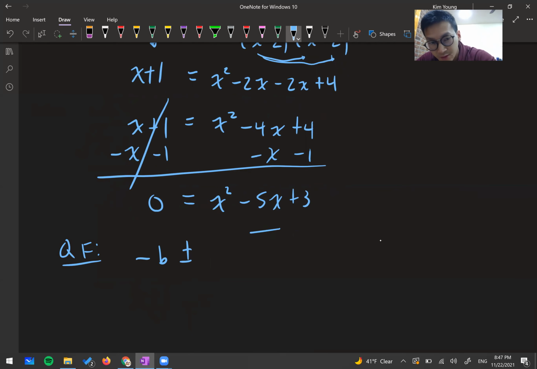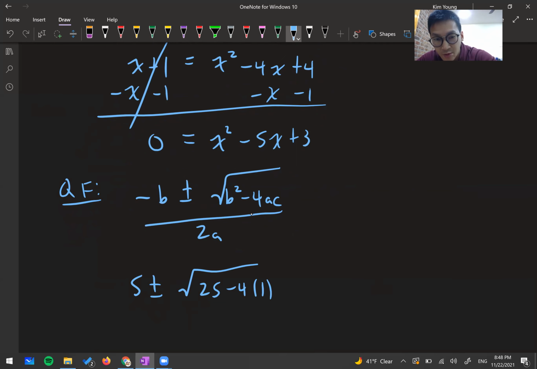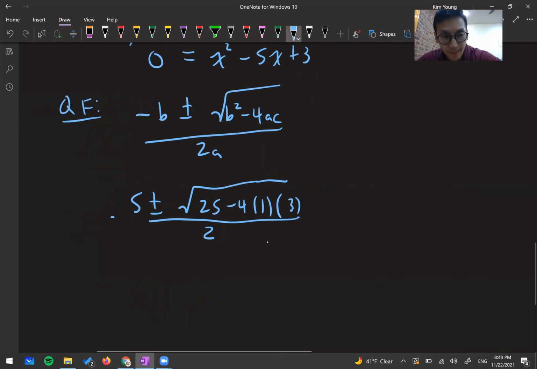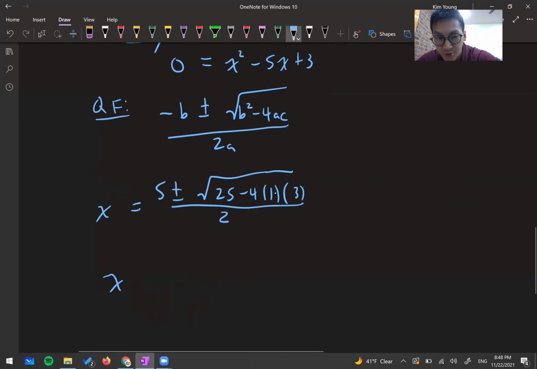So negative b plus or minus square root of b squared minus 4ac over 2a. Negative b, so it's going to be 5 plus or minus the square root of negative 5 squared, so that's going to be 25 minus 4 times a, which is 1, times c, which is 3, all over 2 times 1, which is 2. Great. This is x, okay? And then you just simplify the radicand. So the square root of this thing is just 25 minus 4 times 1 times 3, so this is going to be 25 minus 12. So that means that that's just 13. X is equal to 5 plus or minus square root of 13 over 2.